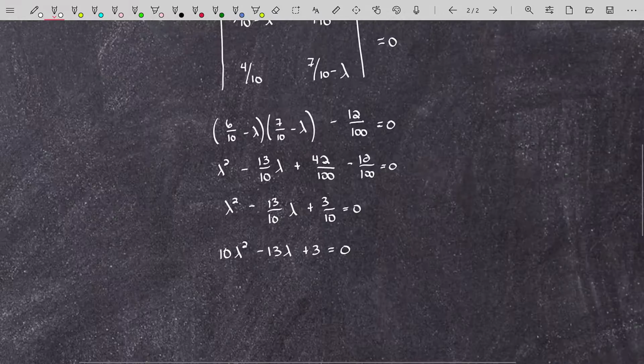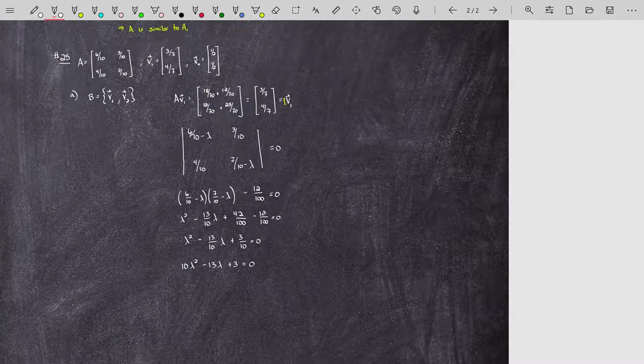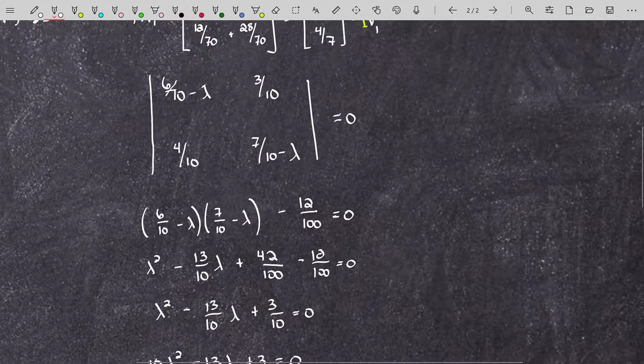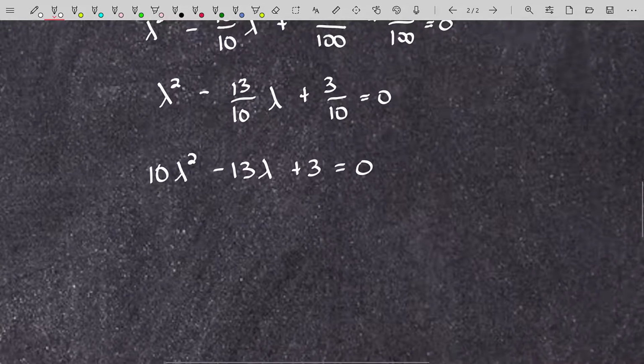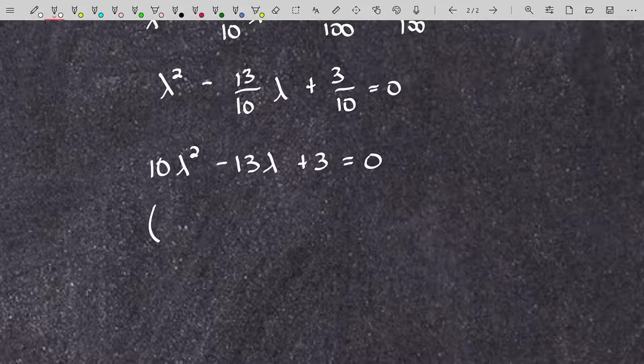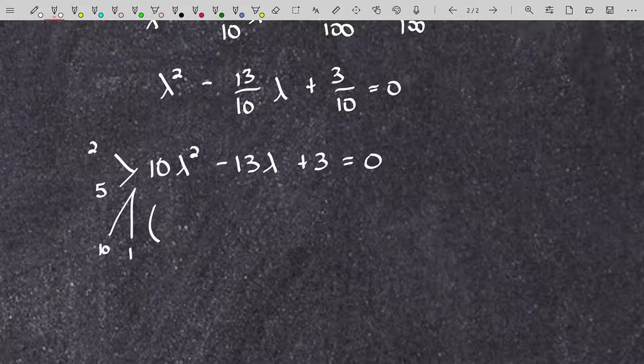Now, the reason why I wanted to find the eigenvalue earlier for vector V sub 1 is that eigenvalue of 1 is going to be one of the two roots of this characteristic equation. So I happen to know when this factors, I have my choice to factor this to 2 and 5 or to factor it to 10 and 1. And it's probably going to be the 10 and 1 because I need one of my roots to be 1. So I know the other one's going to be 10 lambda minus 3.